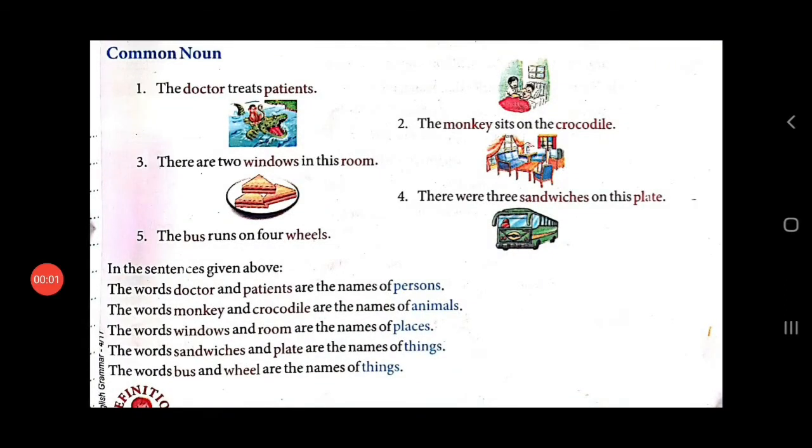Now, in the first sentence, children, the words doctor and patients are names of persons. I am not talking about any particular doctor or any particular patient. Then in the next sentence, the words monkey and crocodile are the names of animals. Then in the third one, windows and room are the names of places. Then in the fourth one, sandwiches and plate are the names of things. Then in the fifth one, the words bus and wheels are again the names of things.